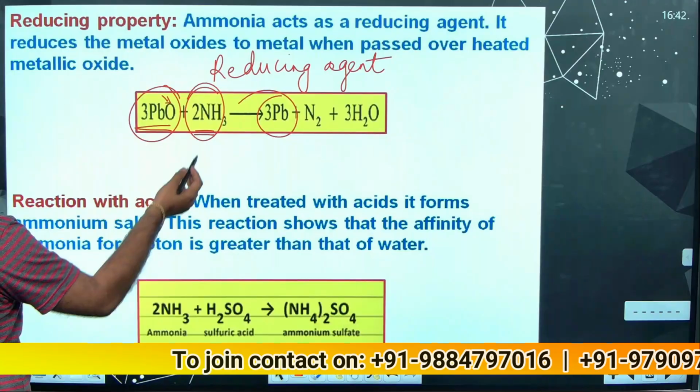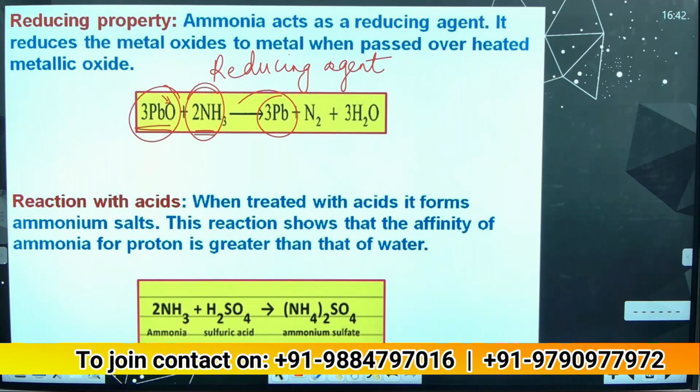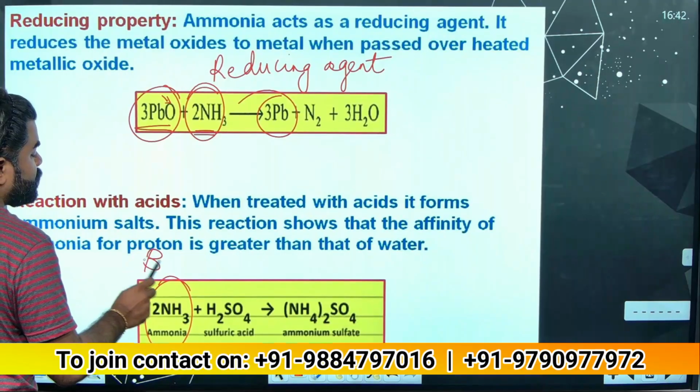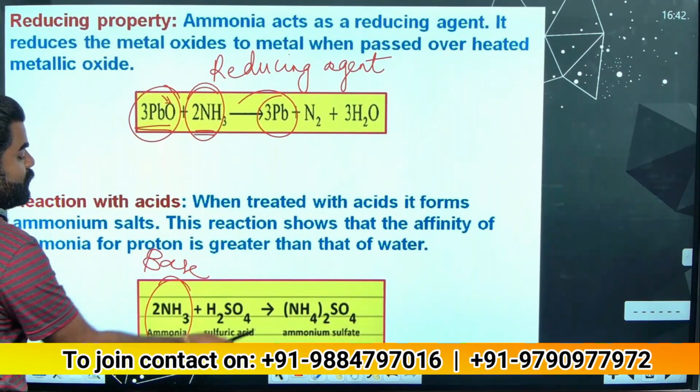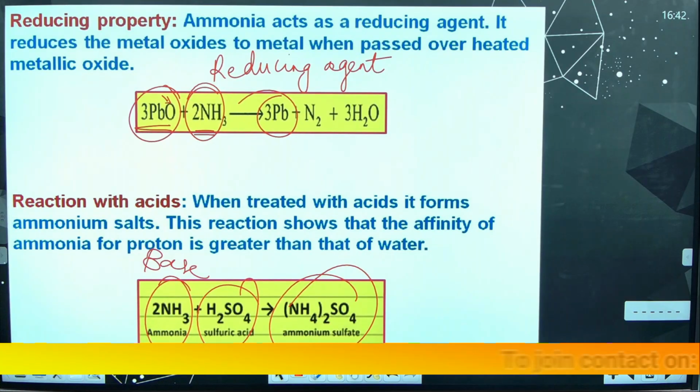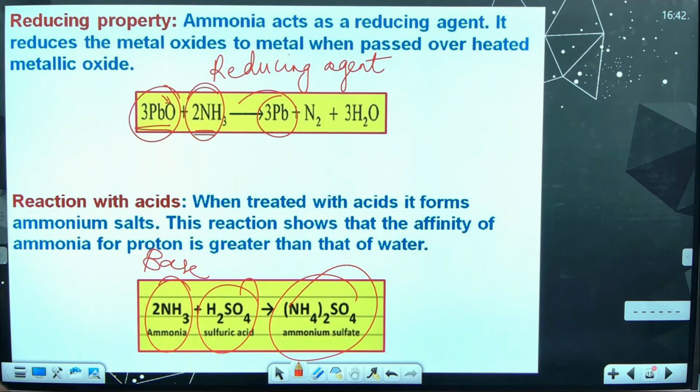So hence we say ammonia is acting as a reducing agent. Then how does ammonia react with acids? You know that ammonia is basic in nature. It is a base. So when it reacts with acid, it forms a salt. So ammonia when it reacts with sulfuric acid forms ammonium sulfate.